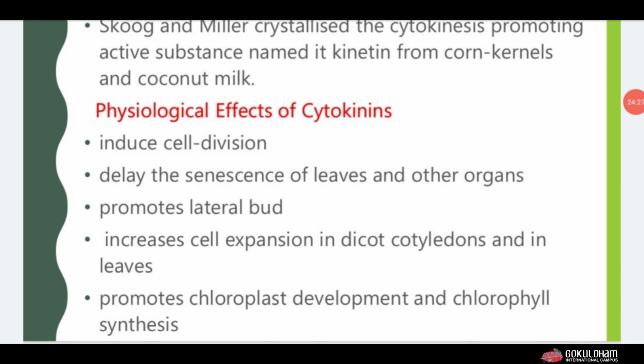Now let us see the physiological effects of cytokinins. The main and important effect of the cytokinins is that they induce cell division. It means they increase the cell division in plants. Then they delay the senescence of leaves and other organs. We can arrest the senescence in leaves and other organs by applying the cytokinins on the plant. They promote the branching of the lateral buds, or development of the lateral buds.